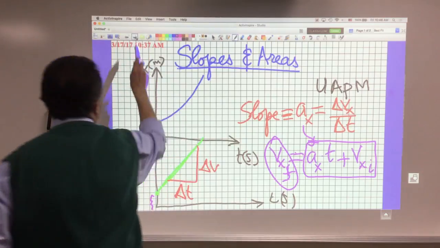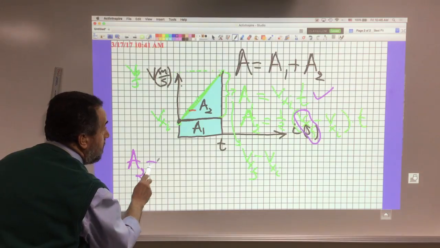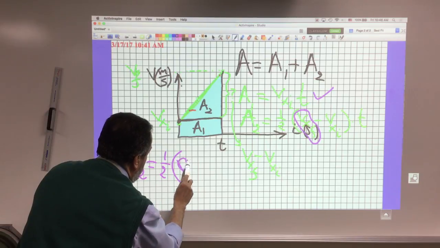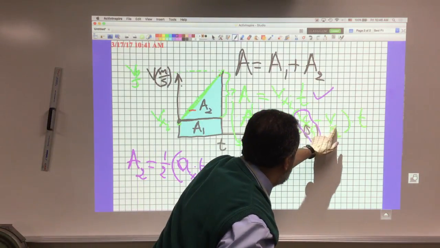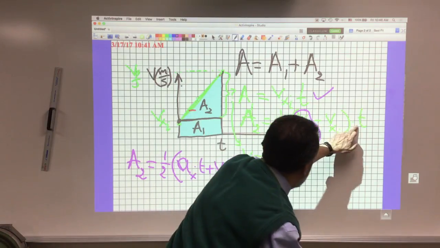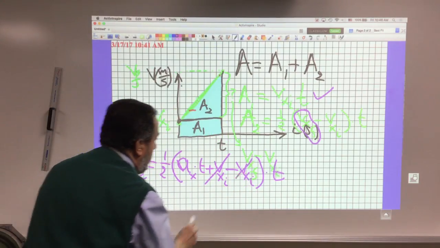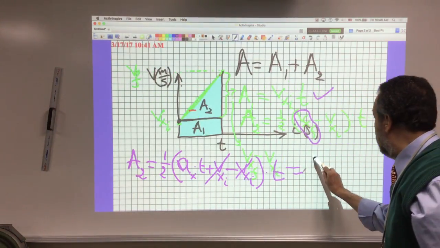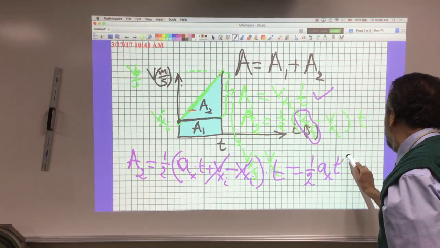Let's put it over there. So instead of that, we're going to put this in here. So we're going to have A2 equals half. And I've got this vxf, which I'm going to substitute for it, a sub x t plus v sub x sub i. But then I still have this minus vxi. So minus vxi. Multiply the whole thing by the t over there. Well, you know your math to realize that vxi and vxi, when they are subtracted, cancel each other out. So I end up with my A2 being equal to half a sub x t times t. That would give me t squared.